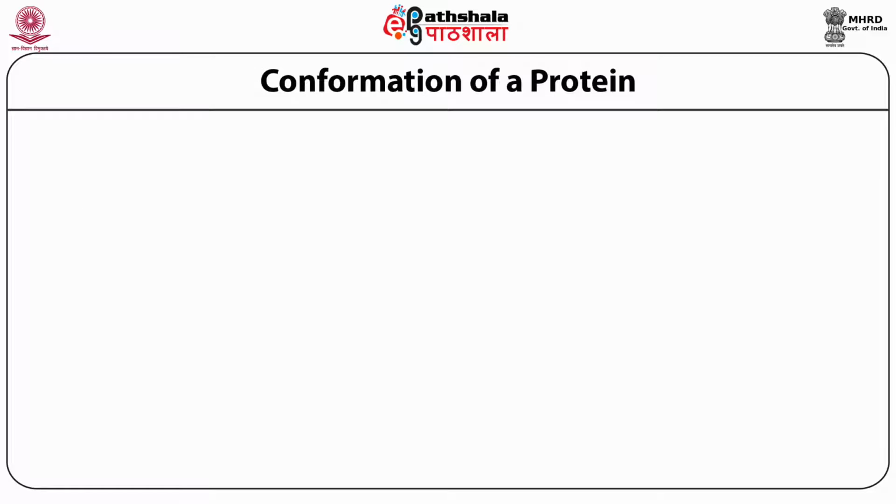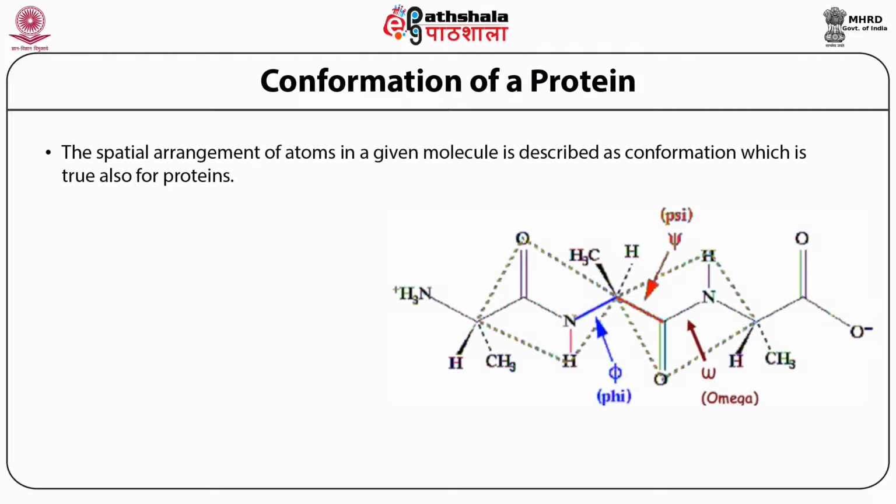Now, the conformation of a protein. What is conformation? The spatial arrangement of atoms in a given molecule is called conformation. For example, a small molecule, a six-membered ring. Take cyclohexane. This could be chair conformation, boat conformation, skew conformation, sofa conformation. You have seen all these things in your previous classes. Similarly, proteins also have different types of conformations.